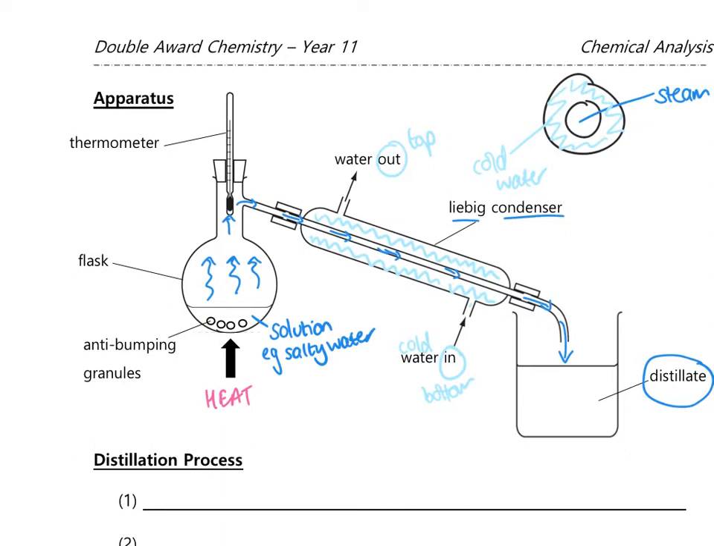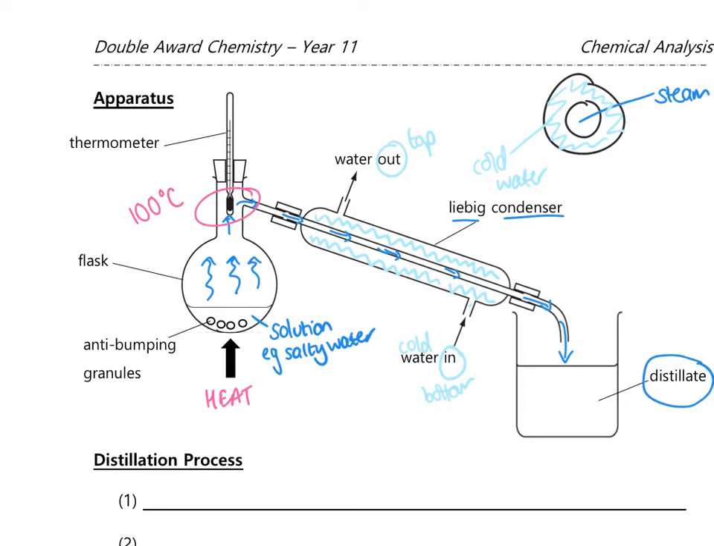So let's run that through quickly again. We heat the solution, the water will evaporate. The temperature on the thermometer as the steam is passing into the condenser will read 100 degrees C as the steam is passing it, because that is the boiling point of water. So that thermometer is there to tell us the boiling point of the gas that is separating off at that point. So the steam then passes into the condenser.